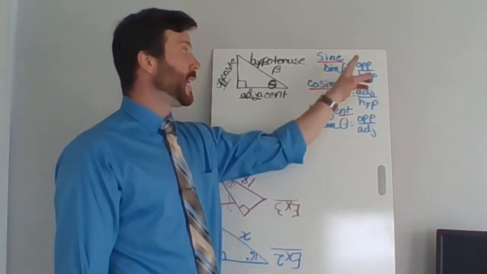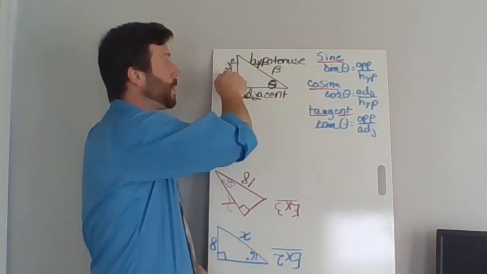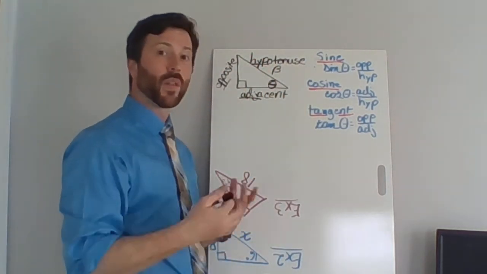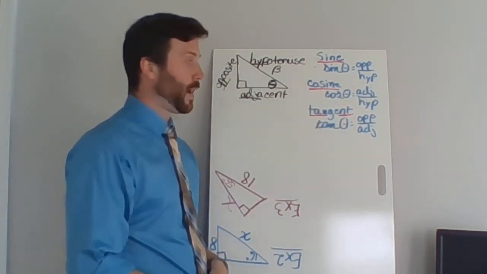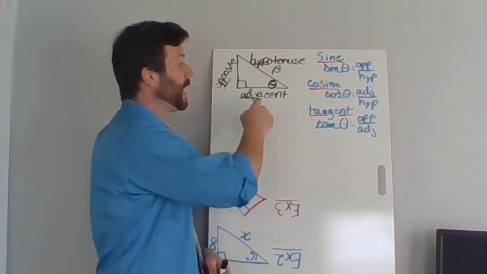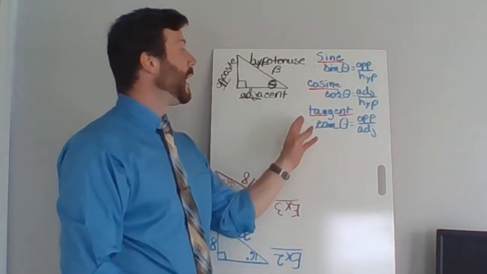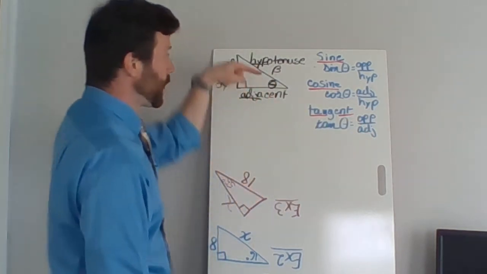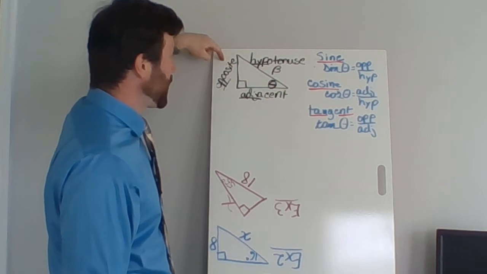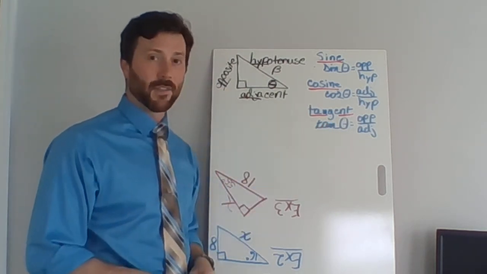Now, sine is opposite over hypotenuse. So if I have this angle, the opposite side divided by the hypotenuse is called the sine. The cosine is adjacent over hypotenuse. So if I have this angle, the adjacent divided by the hypotenuse is equal to the cosine. And then there's tangent. Tangent is opposite over adjacent. So if this is my angle, the opposite side divided by the adjacent side is going to be equal to the tangent of that angle.